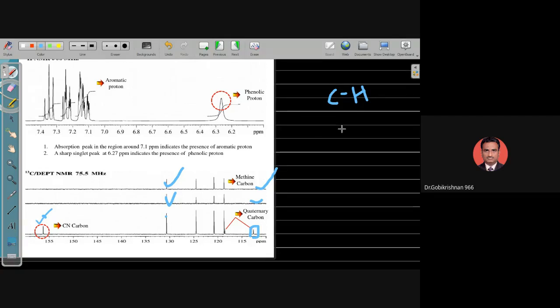Now again I will draw the picture. All of you just listen. The picture is like this, isn't it? See here, CN is there and one OH is there. These two carbons, this carbon and this carbon, are quaternary carbons because no hydrogen is attached here. The rest of the four carbons definitely have a hydrogen attached. Therefore, these carbons are called methine carbons.